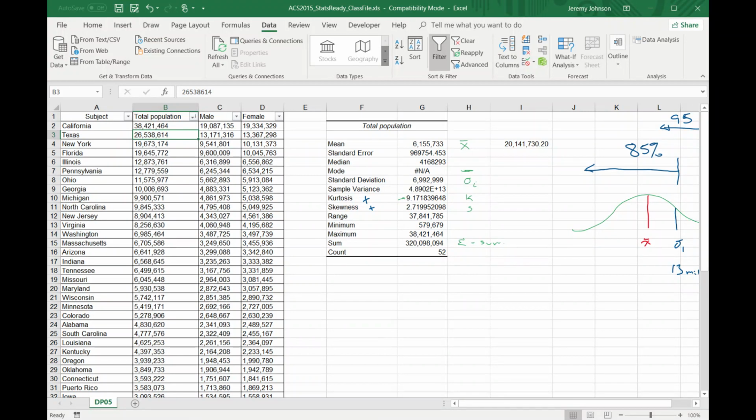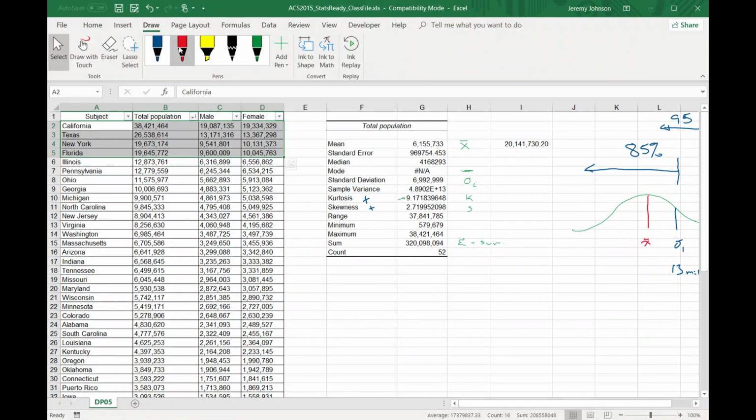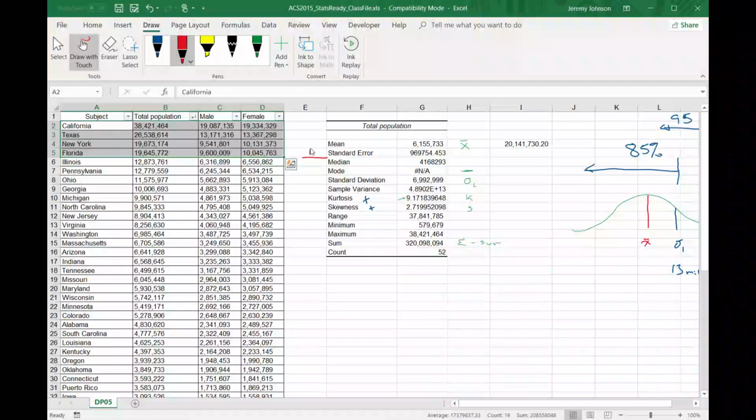Let's take a look at this. There are 4 states that are represented here approximately right here, that are greater than, right, let's say greater than or equal to 20 million.